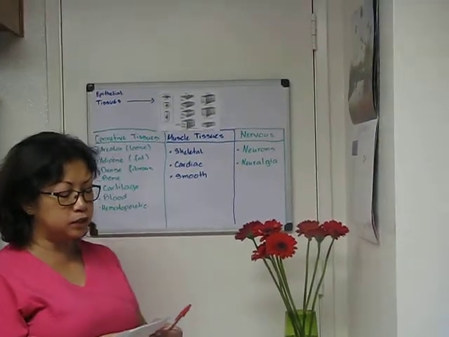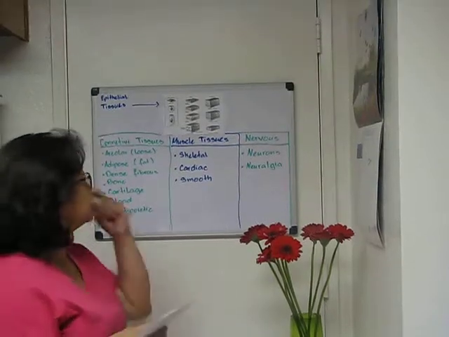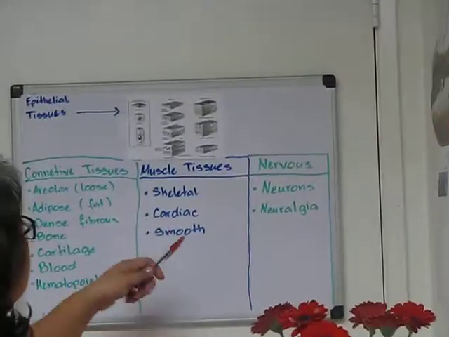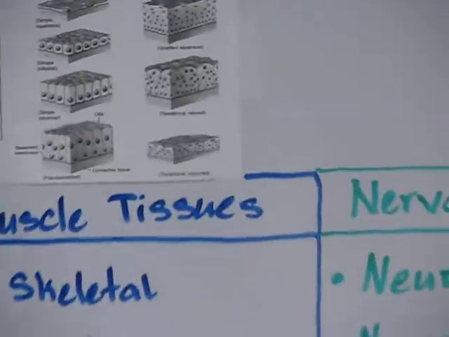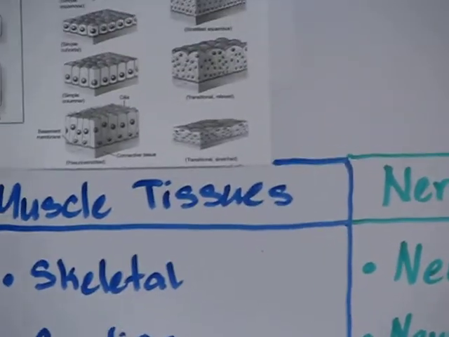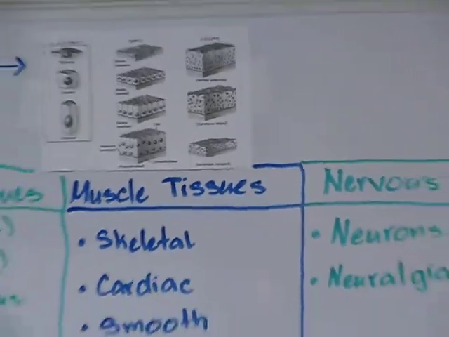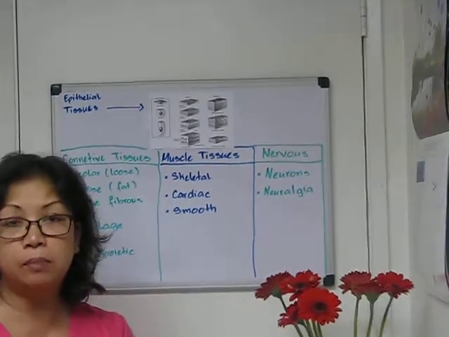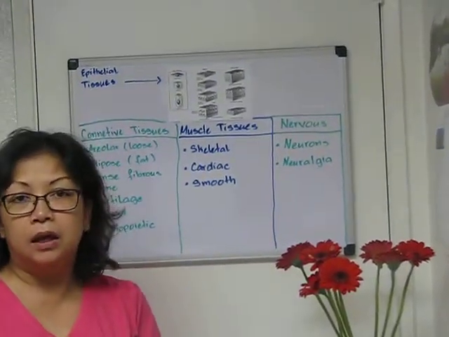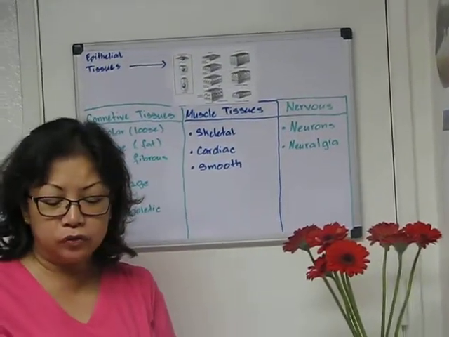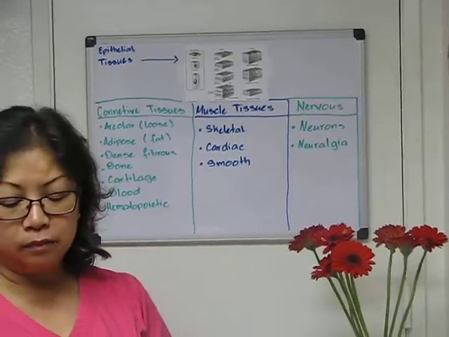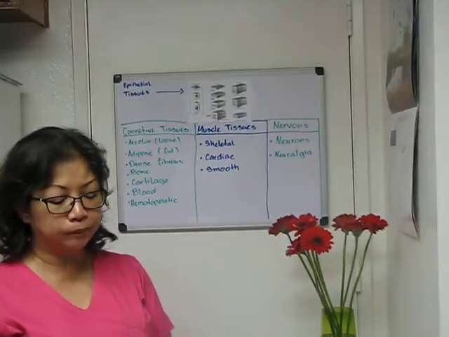Next, we're going to discuss the stratified transitional, which is this one. Stratified transitional are many layers, varying transitional shapes capable of stretching. We can find that at the urinary bladder, and the function is for protection.